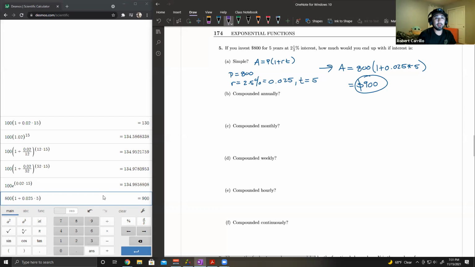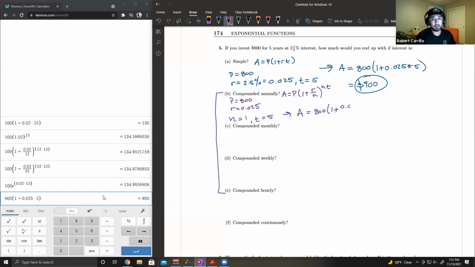Okay. Compounding annually, monthly, weekly, hourly, all of these use that equation: P times 1 plus R over N, to the NT. And again, P is 800, R is 0.025. Now we're compounding annually, so N is 1 and time is still 5. Put it together: 800 times 1 plus 0.025 over 1, raised to the 1 times 5.